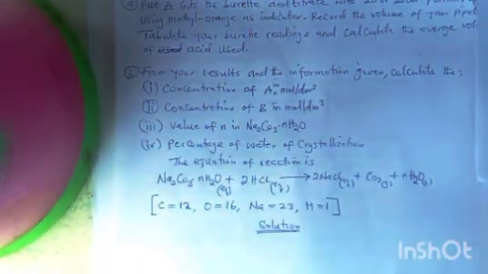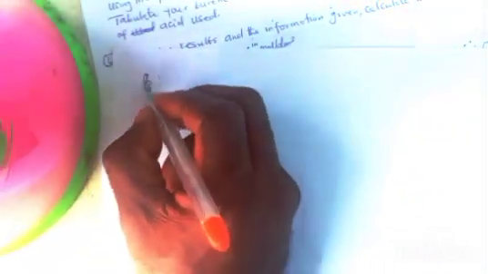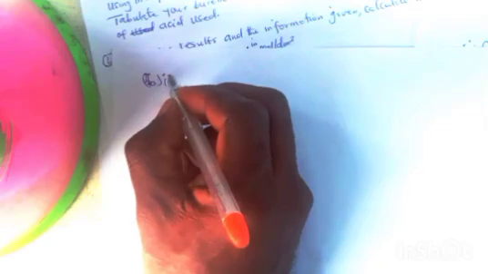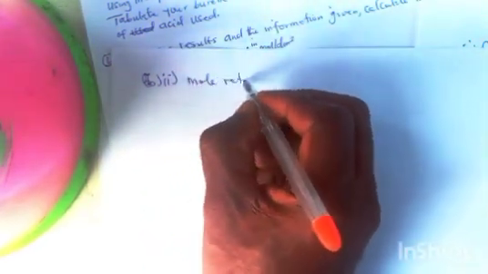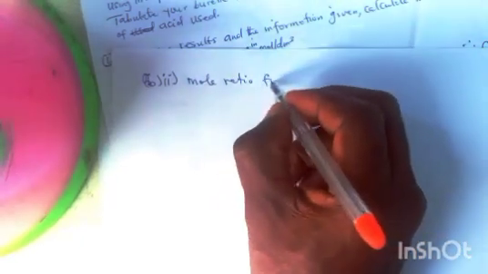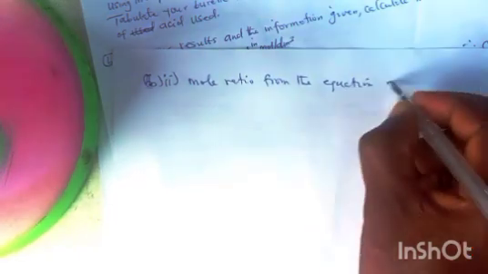Now the next question is the concentration of B in mol/dm³, and the concentration of AB in mol/dm³. How do you come about this one? The way you can go about this one is B. This is B2. B2 will now say the mole ratio. I've told you to put the mole ratio, how to get the mole ratio from the equation. From the equation it is 2:1. How do we get 2:1 as the mole ratio?